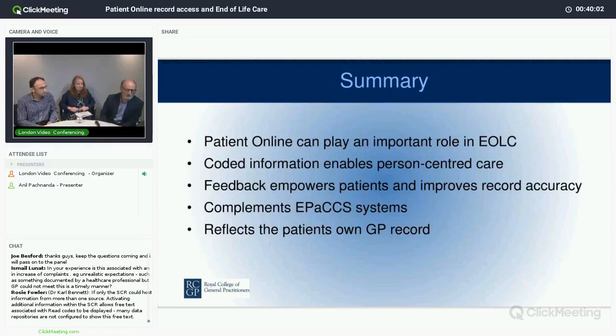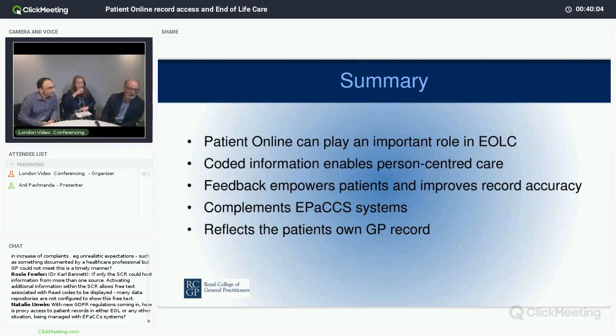We've got a couple of questions coming in now, so I could just give some answers to those. First one is, how is Patient Online being organised to show useful information in a meaningful way, e.g. all palliative care codes in one place? That's a really good question. And the answer to it is it's not, fundamentally.